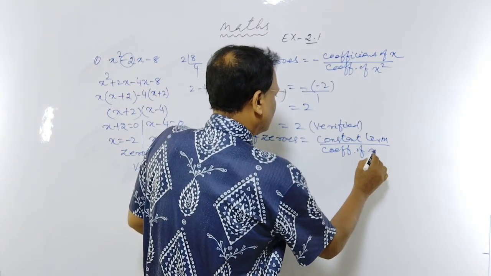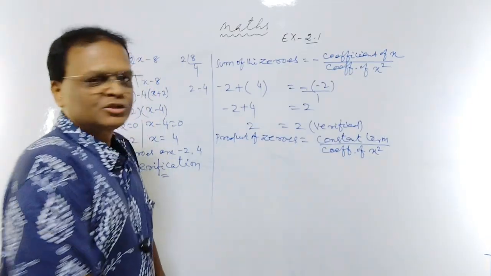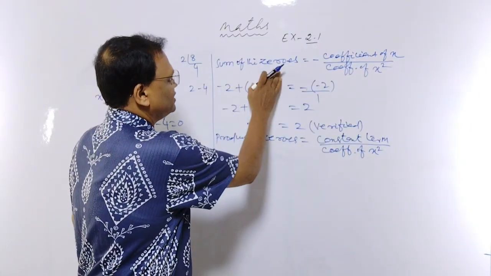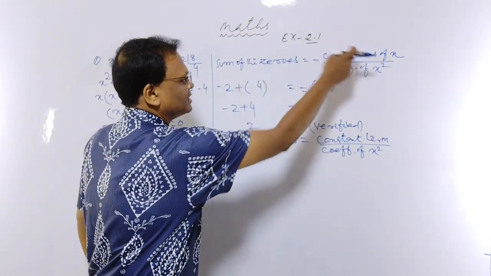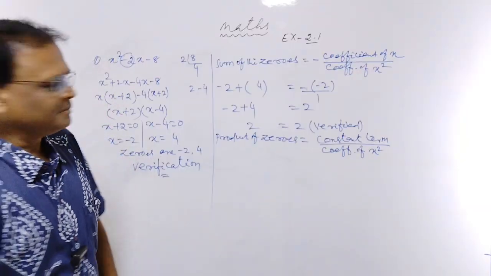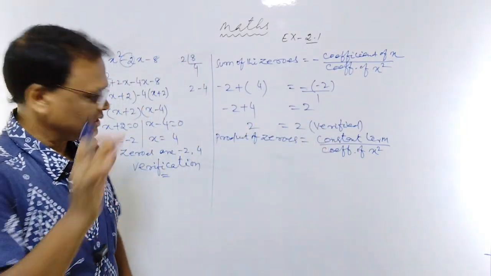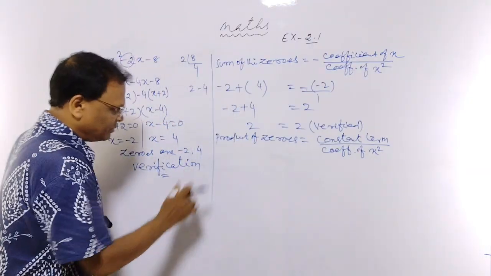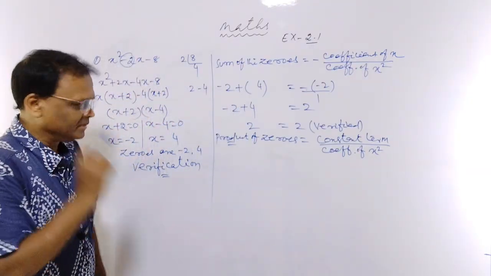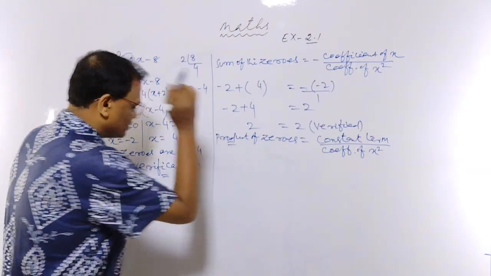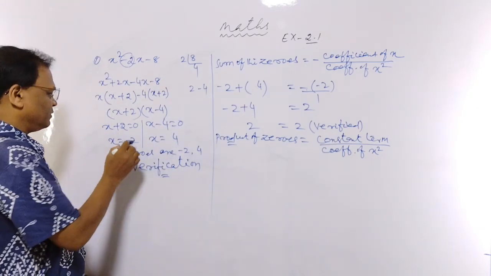Coefficient of x square. These two anyhow you have to remember. Sum of the zeros is equals to minus coefficient of x by coefficient of x square. Product of the zeros is equals to constant term by coefficient of x square. Product of the zeros means what I do? I will multiply. What to multiply? Zeros I have to multiply. What are my zeros? My zeros are here.